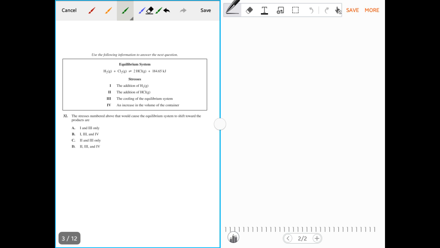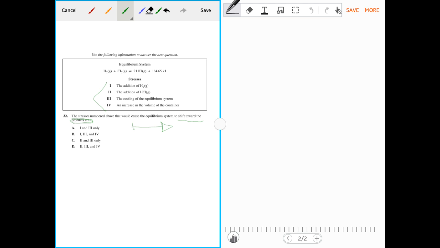It says, use the following information to answer the next question. It gives us a chemical equilibrium system with hydrogen gas, chlorine gas, and hydrogen chloride. And we look at any stresses present. This is kind of similar to the last question that we saw. We are going to try and figure out which of these stresses would cause the equilibrium to shift towards the products. So we want a shift that goes this direction.